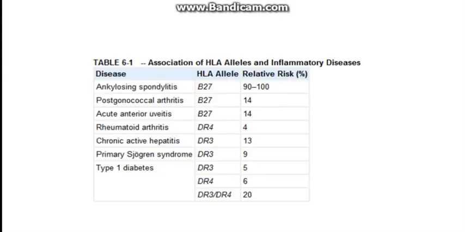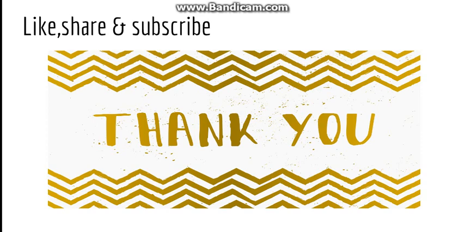Lastly, there are a few diseases which are associated with HLA alleles, and examples of those are ankylosing spondylitis, which is associated with HLA B27. Also type 1 diabetes is associated with DR3. Rheumatoid arthritis is associated with DR4. These are a few diseases which have an HLA association. Now this was all about the HLA. We mainly discussed the classes of MHC.